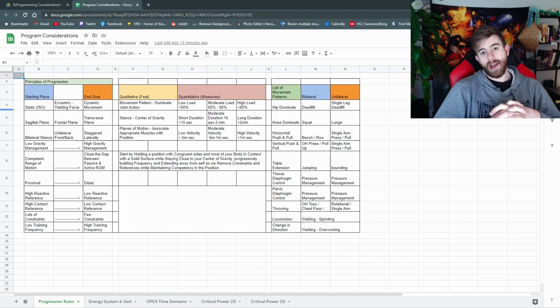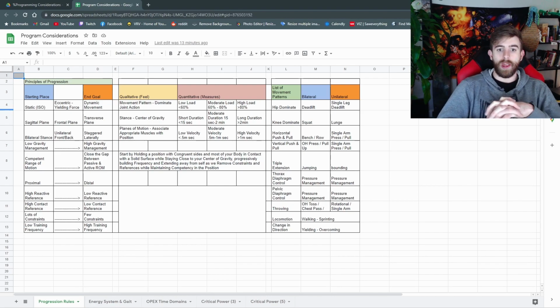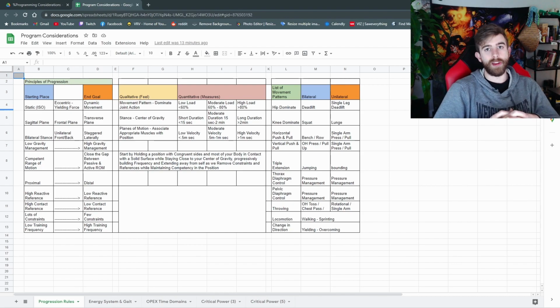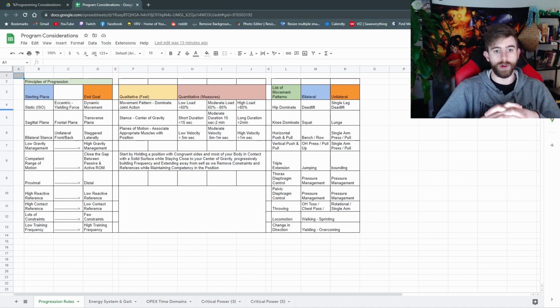Your unilateral front to back is going to be more of a frontal plane type activity. So you think split stance, this is going to be like glute med, adductors, that sort of jazz. And then after that, we have our staggered laterally. So this would kind of be like a side lunge or a quick change in direction, anything that requires you kind of moving in that transverse plane more so.